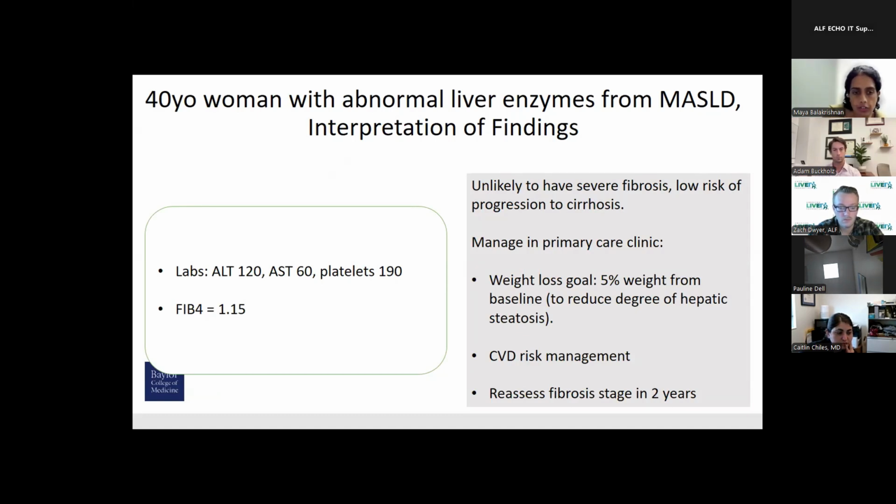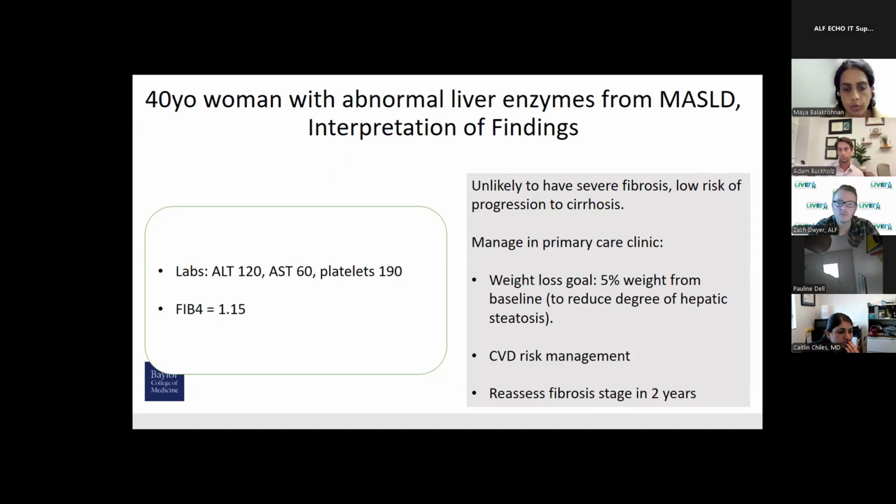You do have to counsel her about weight loss. As mentioned in the previous presentation, weight loss is indicated for sure in all patients with MASLD. The threshold of weight loss we would counsel in this patient is at least 5% body weight loss. And that's the threshold of weight loss that's been associated with reduction in the degree of hepatic steatosis. This patient, like any patient with MASLD, needs routine cardiovascular disease risk management per guidelines.